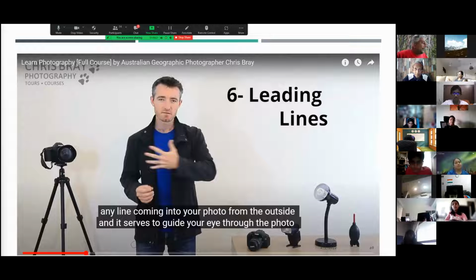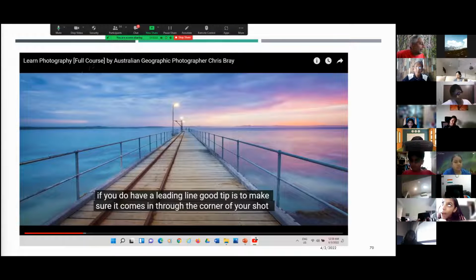Okay, tip number 6 is about leading lines. The expert Chris here is saying any line coming into your photo from the outside can serve to guide your eye through the photo. So you can see the bridge of a jetty going into the sea, right? It's a good example here. If you look at this picture, your eyes just follow the line all the way into the sea. So that is a leading line. This is what we mean by leading line.